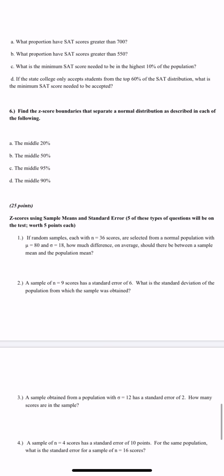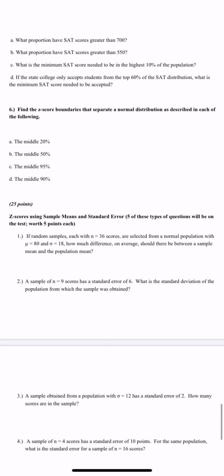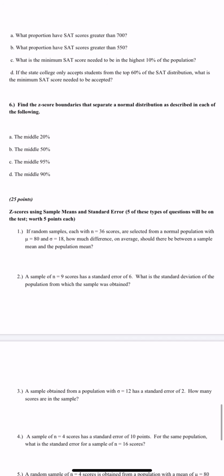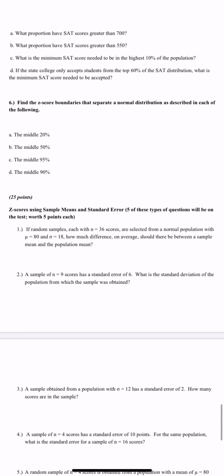The middle 95%, you cut it in half, and you look for what z-score corresponds to that number, and you'll see that 1.96 is the closest. So plus minus 1.96 equals the z-score boundaries that separate the middle 95%.